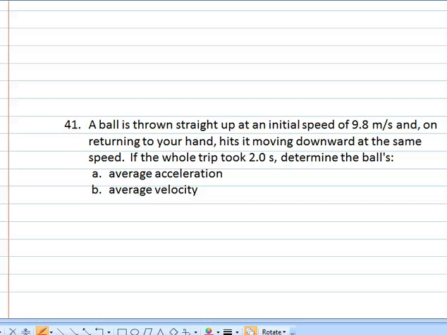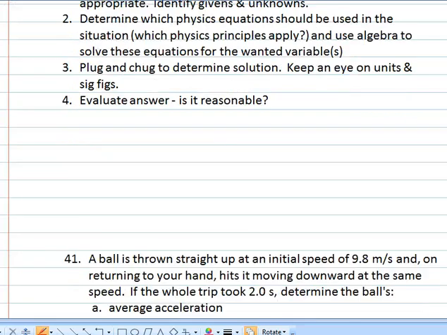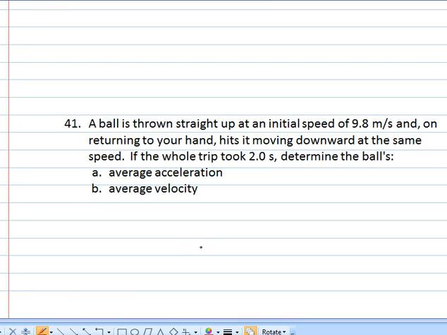So let's look at that first part to find the average acceleration. And we look at our four-step problem-solving method. Step 1 is to draw a diagram, identify the givens and the unknowns. Okay, so here's the ball, and it's thrown up with an initial speed of 9.8 meters per second.